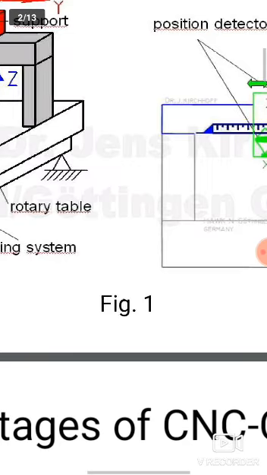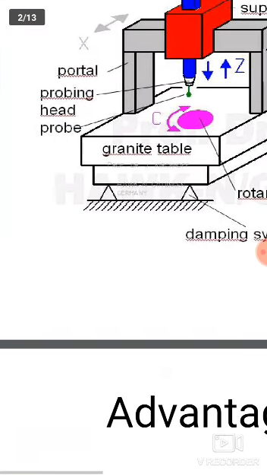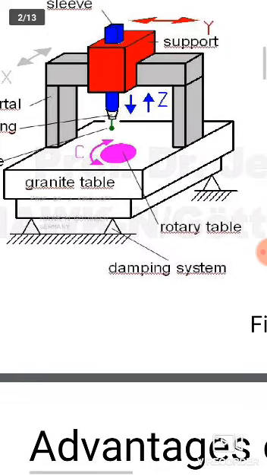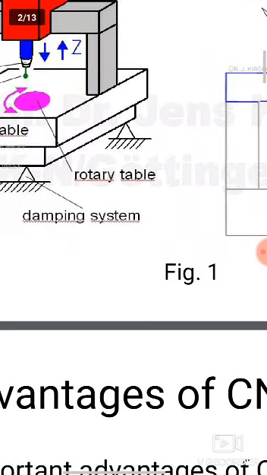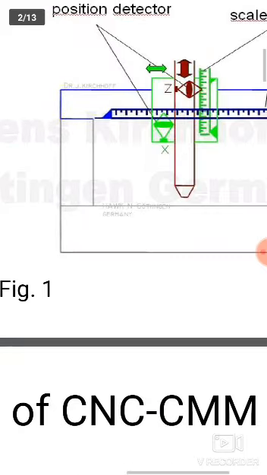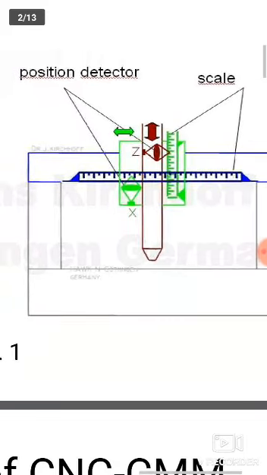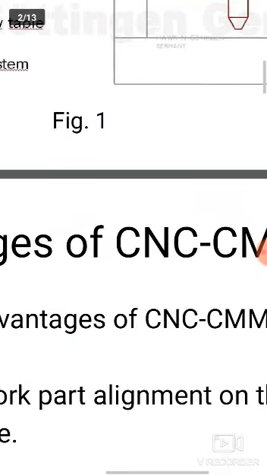The CMM table is made of granite. This is the portal. The blue color is the portal. Next, the probe. This tip of the nib is the probe. So x-axis, y-axis, z-axis, all it is showing. Rotary table. This is a rotary table. You can move it. So here x and y are the position and direction, with the scales it is showing.